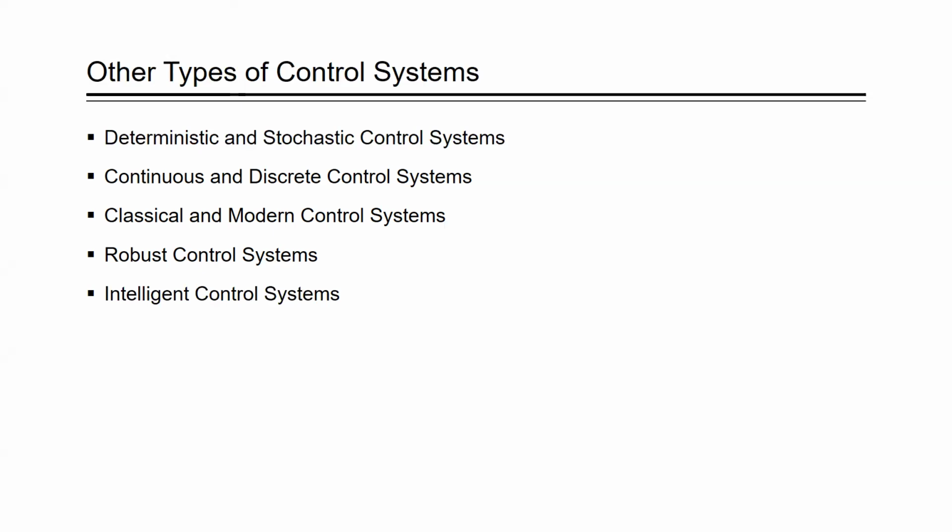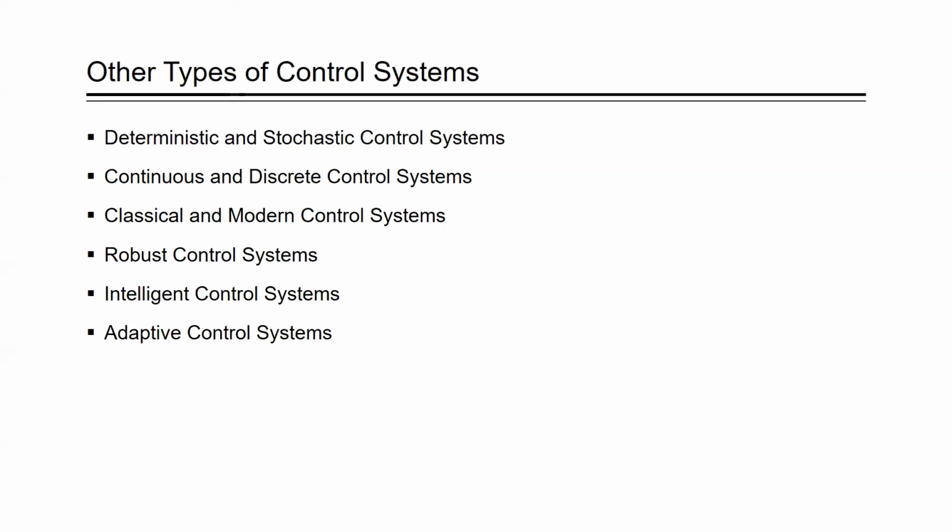Then you have intelligent control systems. These are control systems that are interfaced with some form of artificial intelligence, either optimization or machine learning. These AI techniques could select one or more parameters of the control system, or these AI techniques themselves are used as control systems. Then those are intelligent control systems.